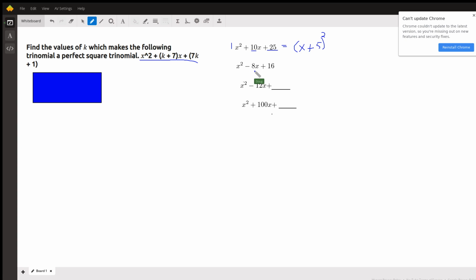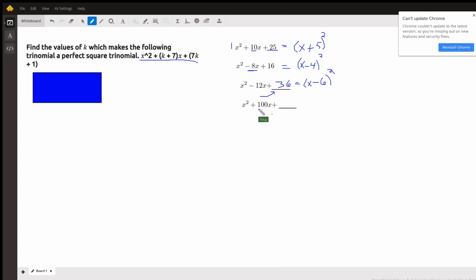Again, half of this coefficient is -4. -4 squared is 16. That means this can be written as x minus 4, the quantity squared. So what goes here? Take half of the -12. It's -6. -6 squared is 36. That means this perfect square trinomial can be written as a binomial squared, x minus 6, the quantity squared.